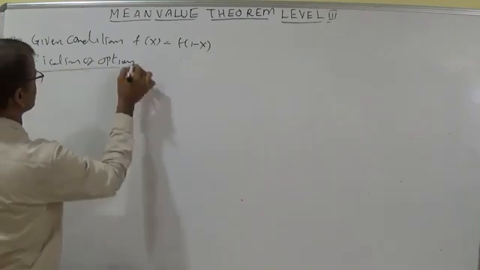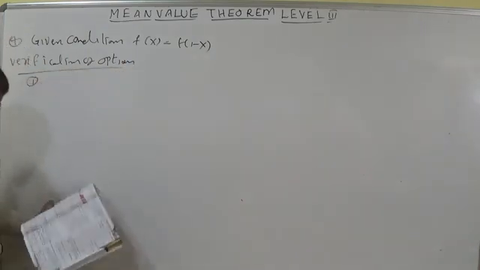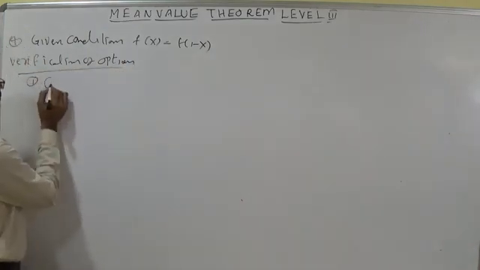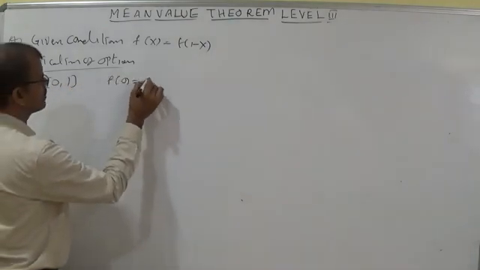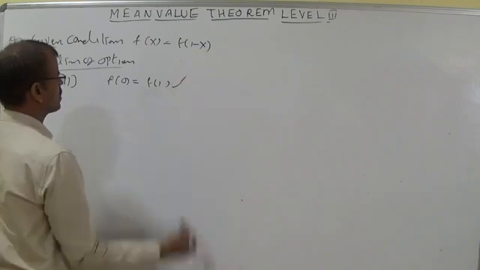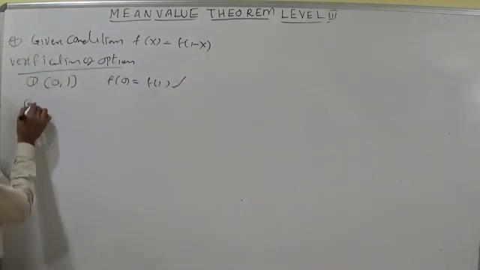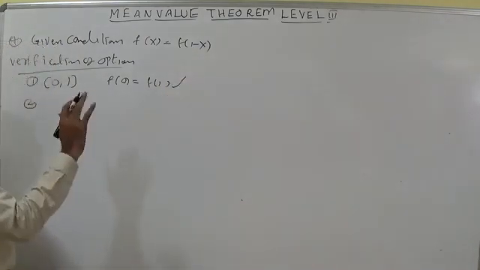According to the options, verification of options. The first option he gave is 0, 1. So substitute the value 0 here. f of 0 is equal to f of 1. That's all. Okay. Next, f of 0 is equal to f of 1, we got.